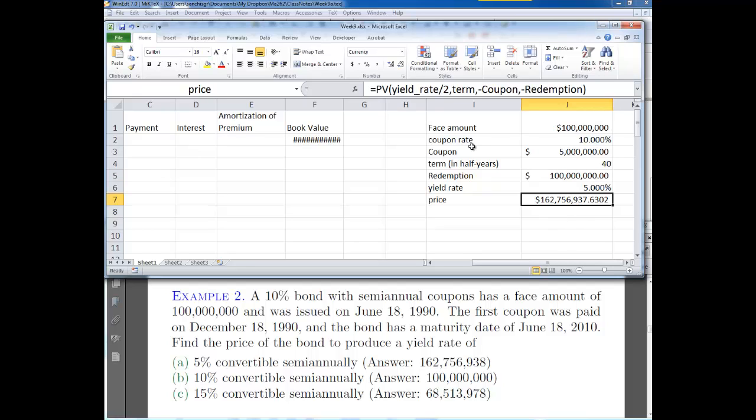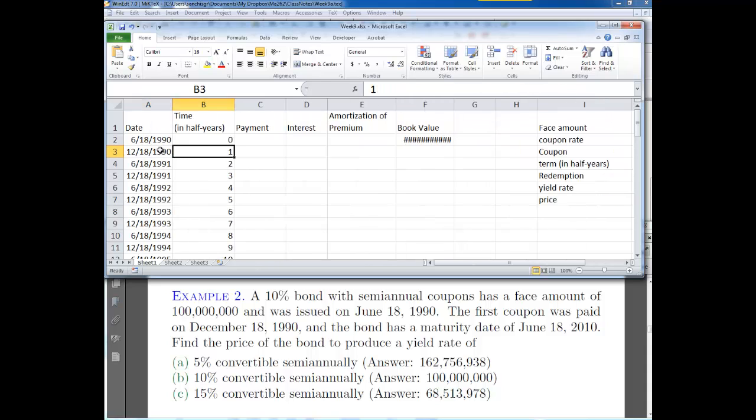And the price, I'm using my present value formula. So the yield rate over 2 is the rate I'm going to use. The term is 40 half years. The coupon is minus 5 million. The redemption amount, I'm assuming, is the same as the face amount since I'm not told anything different. Okay, so now I can make my chart.